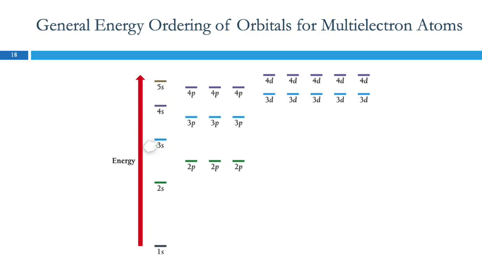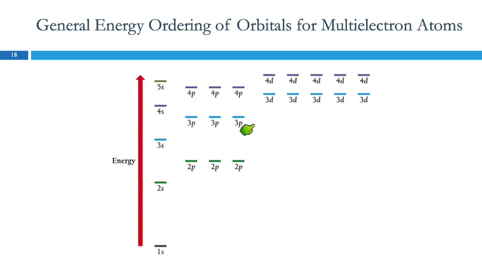Then we go to the 3s, which is higher in energy, and the 3p. And again, these are not degenerate because of that penetration shielding idea, right? And then 3d is higher in energy than p because it's less good at penetrating than the p subshell is. But what's interesting and confusing is that the 4s orbital is actually lower in energy than the 3d orbital.